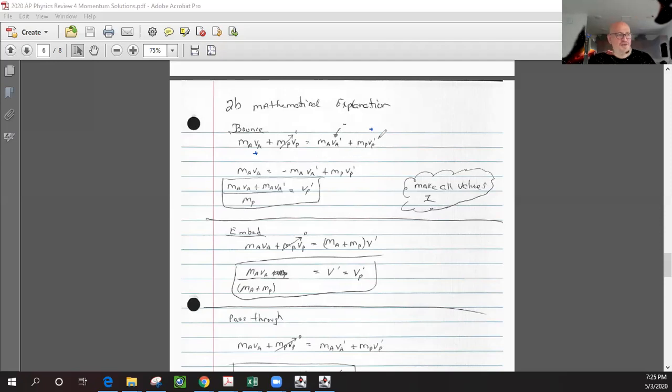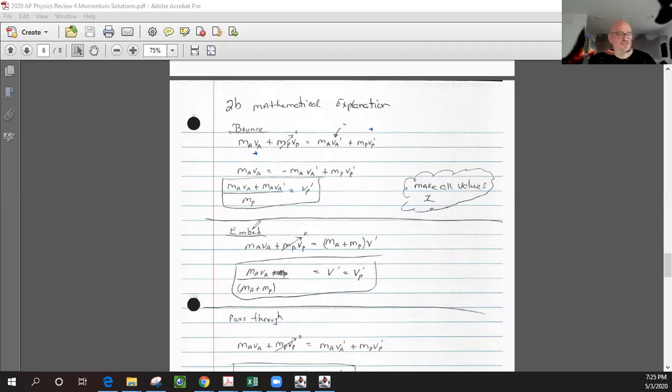If I solve for VP, the velocity of the pumpkin, I get this expression for the velocity of the pumpkin afterwards. If I look closely here, these terms are additive. If you want to, you can make all the values 1, which makes it easier to calculate.